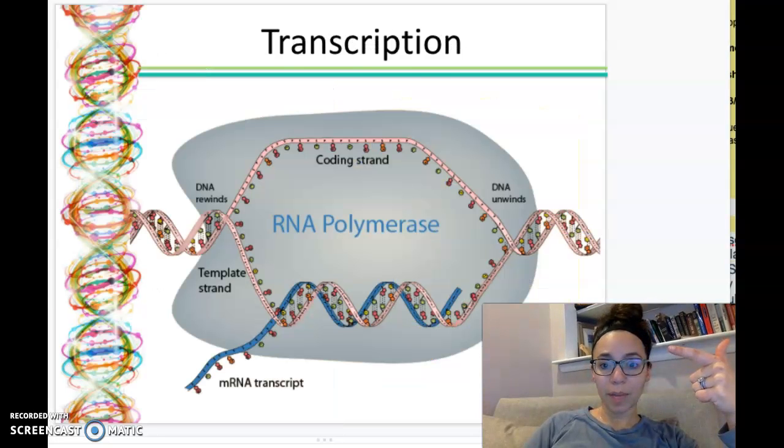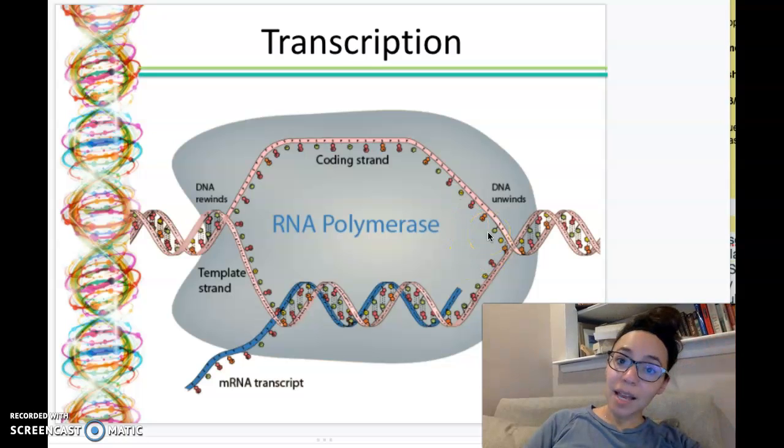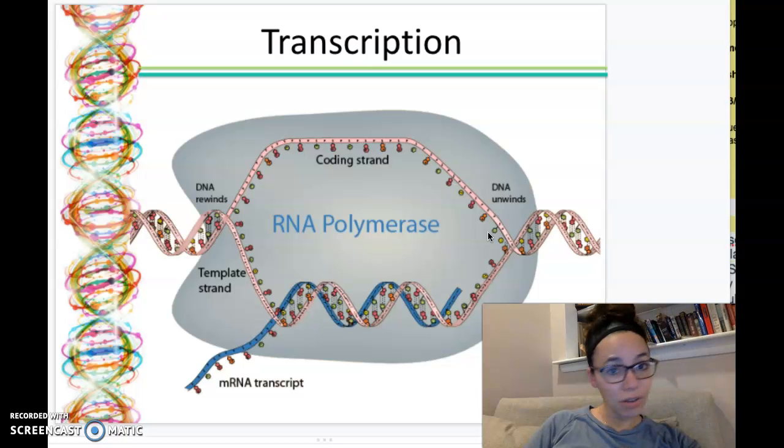Here's another picture of that happening here. So the DNA kind of unwinds, just like it does with DNA replication, right? This is RNA polymerase. It's just an enzyme that does this, just like DNA polymerase is the enzyme that makes the new DNA strand for DNA replication. RNA polymerase is the transcription version of that. So this blue strand here is the RNA. So this is one gene, and it is transported to the ribosome.